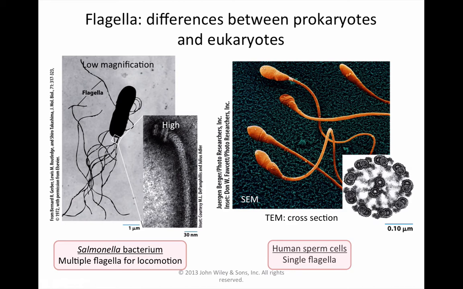Now, this is a human sperm cell, but we can see this same layout and structure in the flagella found in a protist or in green algae as well. So our eukaryotic flagella all look very similar, which are different from the prokaryotic flagella.